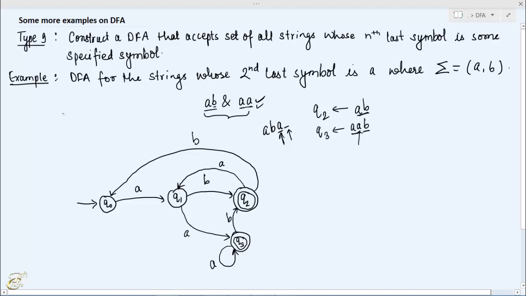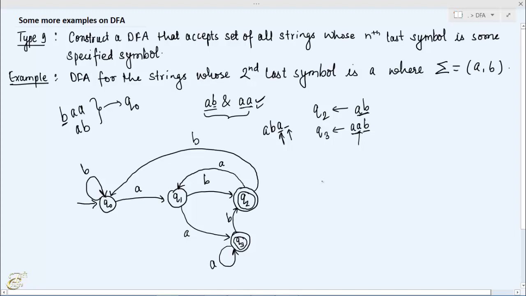Finally, what if the machine reads the symbol B in Q0 state? That means it reads B as a starting symbol. In that case, we have to further check whether AA or AB is present after this B or not. So this checking is performed from the initial state Q0. Therefore, we just make this transition on encountering the symbol B in Q0 state.